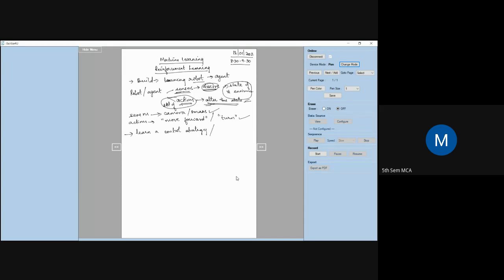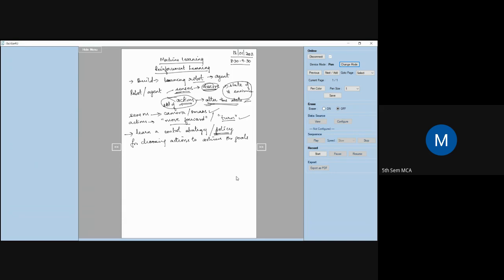When I say control strategy, it is nothing but it has to learn some kind of a policy. What is this policy for? It has to learn a policy for choosing the actions to achieve the goals. There are so many actions. Move forward is one action, turn left is one, turn right is one action, move backward is one action. These are all different actions.